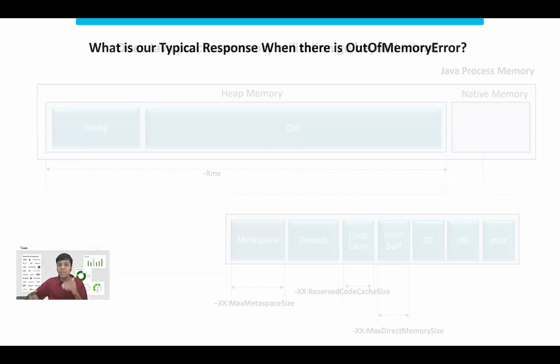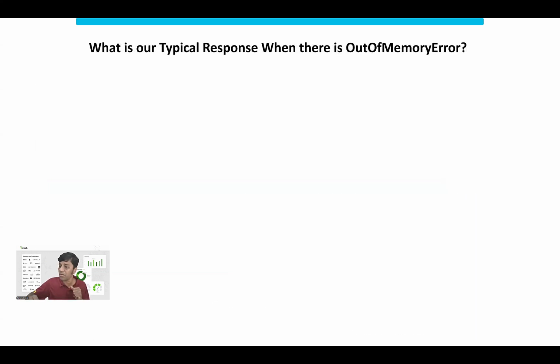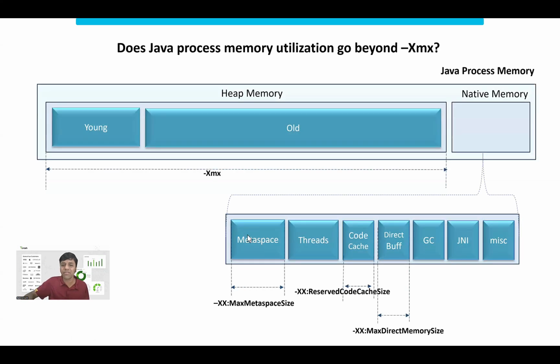So what is our typical response when there's an out of memory error? What do we do? Most of us increase Xmx, right? Yes, that's what we do. Let's say this metaspace is saturating and now an out of memory error is thrown. If you try to increase Xmx, will it solve the problem? Think about it.